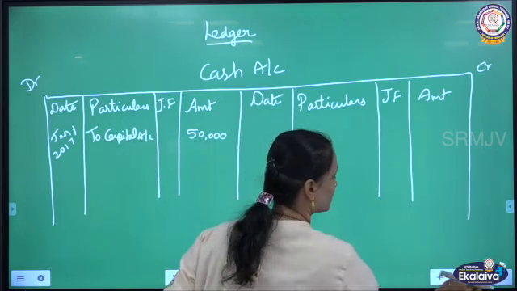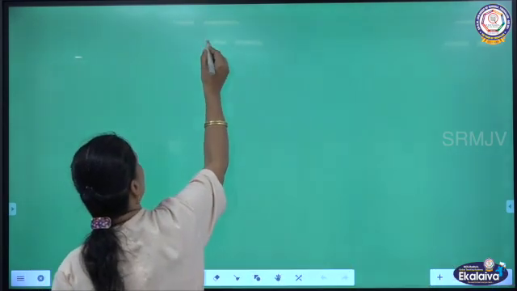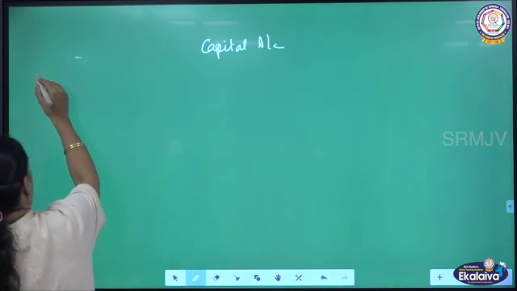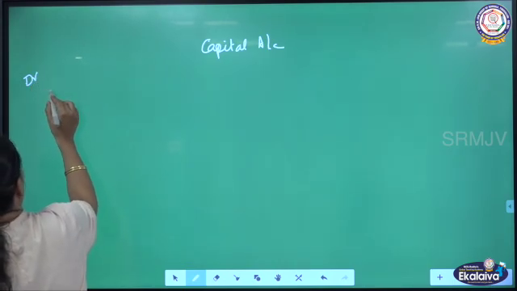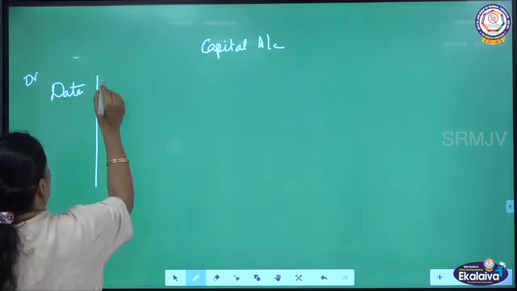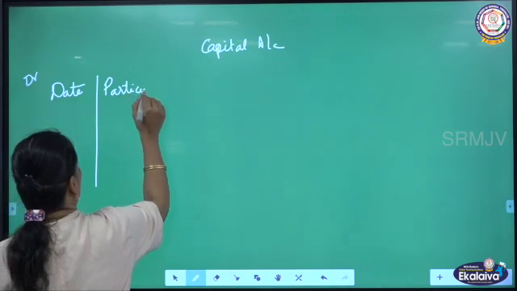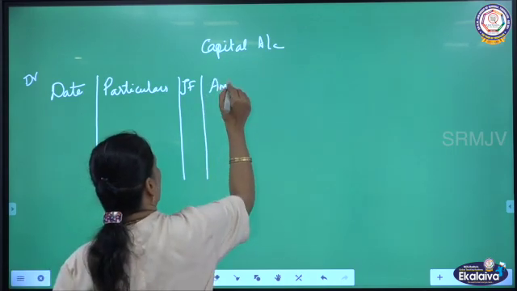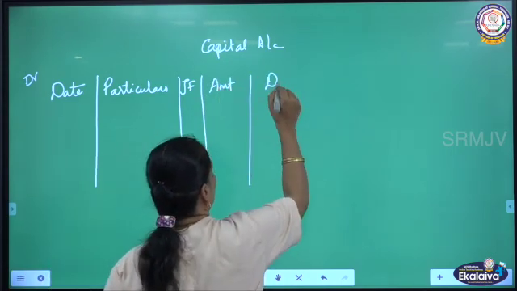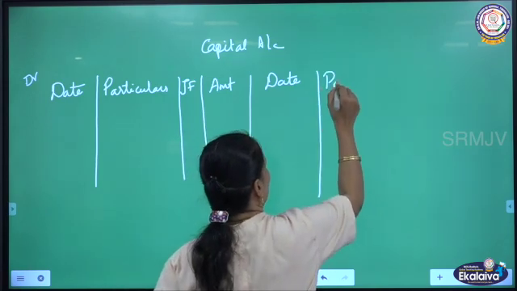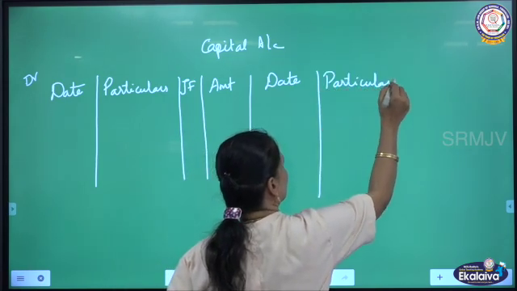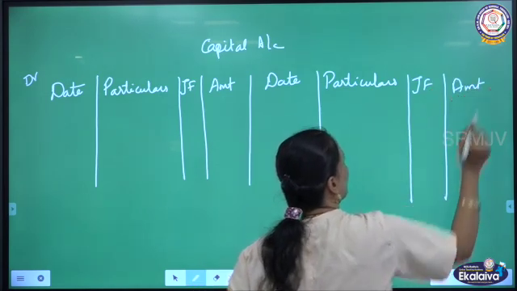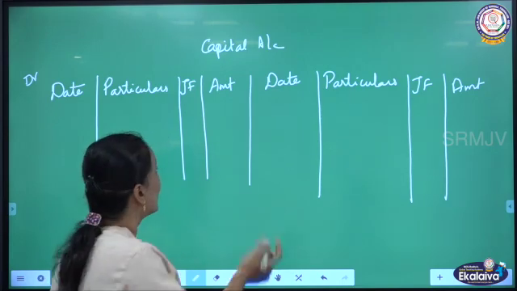So, same way, what I am going to do, no? Again I am going to start a capital account. Capital account. Okay children. So, same way I am going to write the format. Debit side, date, particulars, journal folio, amount. Same way, date, particulars, journal folio and then amount. See, already I prepared cash. Now I am going to do capital.